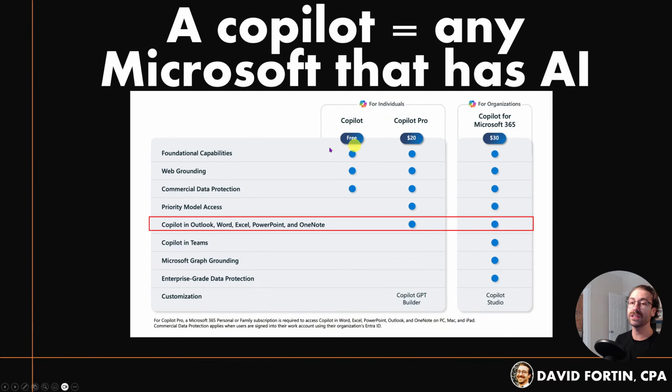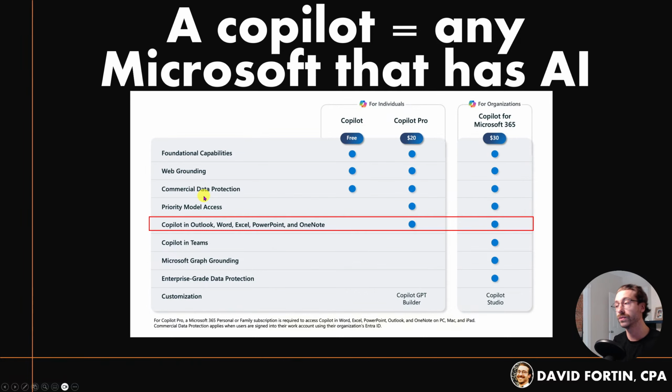So basically, the difference between these two is that the foundational capabilities are identical. A foundational capability is just the ability to prompt: ask questions, ask for images, analysis, draft emails, make a marketing plan, stuff like that. Web grounding, I told you that it is a live AI because it's using the Bing search engine to search the internet. Then you have the commercial data protection.